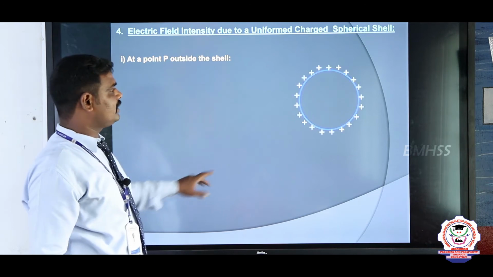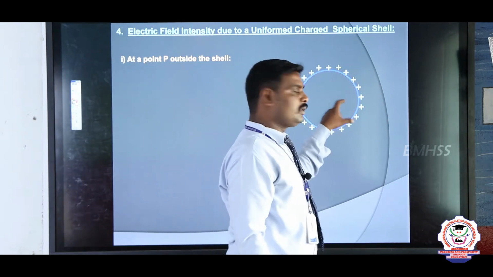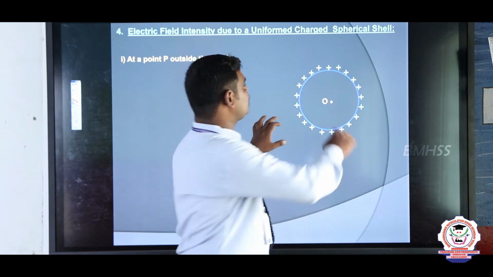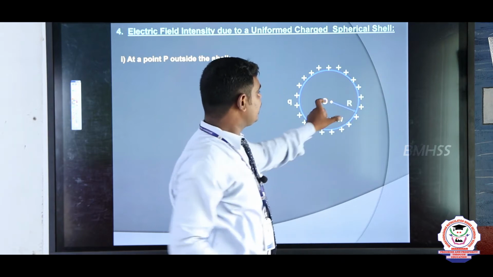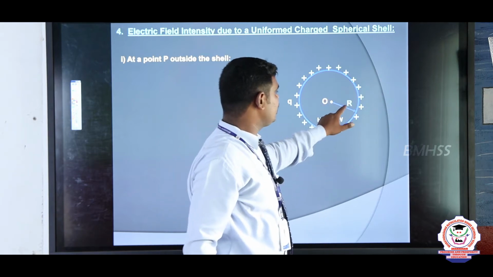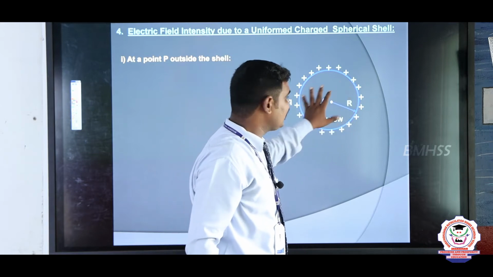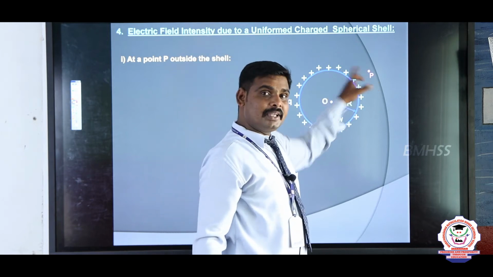First, let us consider one charged spherical shell. Due to this, the electric field acts in the outwards direction. The radius of this sphere is R. So inside is hollow, inside is empty. Next, let us consider a point P outside.